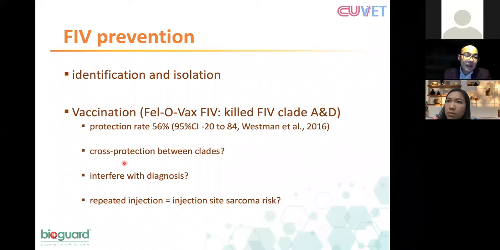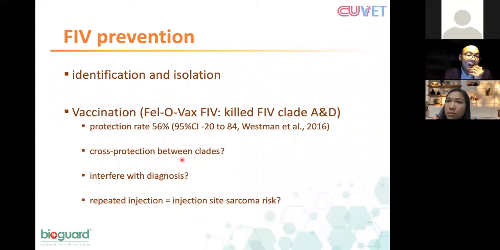And the efficacy of the FIV vaccine that is available in the market, the Fel-O-Vax FIV, which is an FIV vaccine that combines 2 clades of FIV, clade A, Petaluma strain, and clade D, Shizuoka strain. From a study in Australia by Westman again, he's a very FIV expert in the field right now, the protection rate of the vaccinated cats is about 56%. So just above half and half chance of prevention or protection, but better than nothing, right?